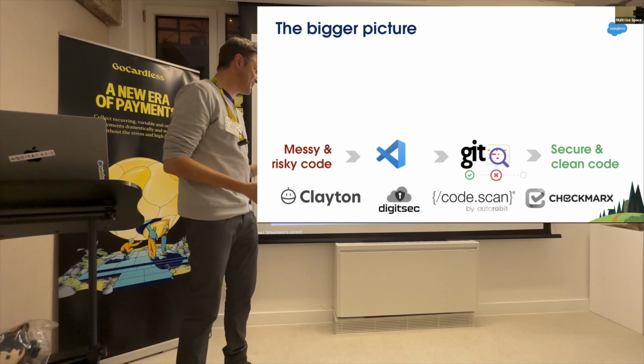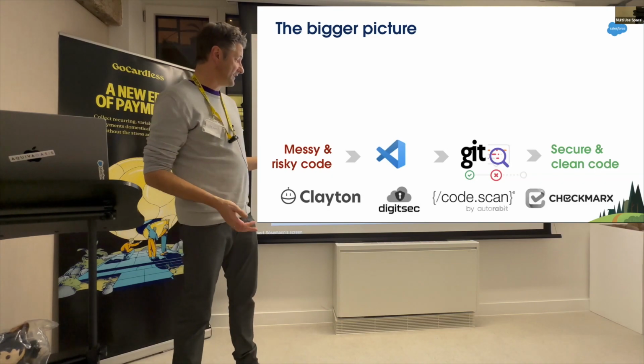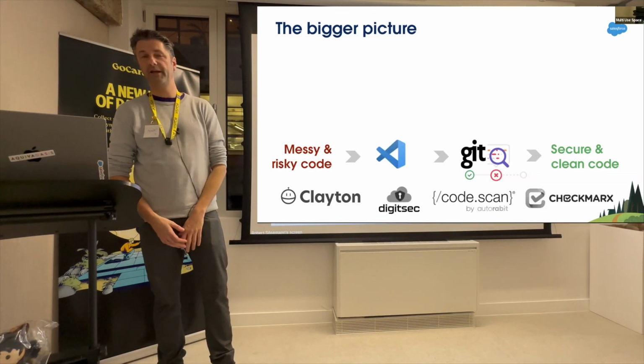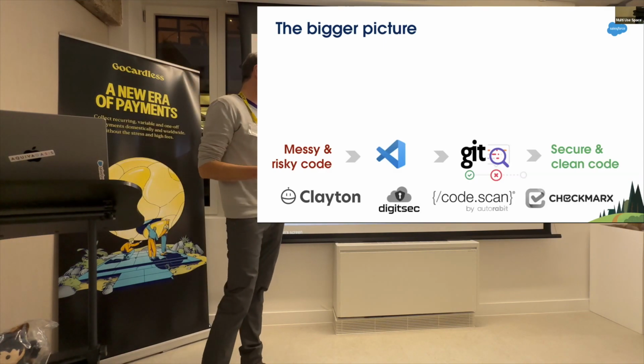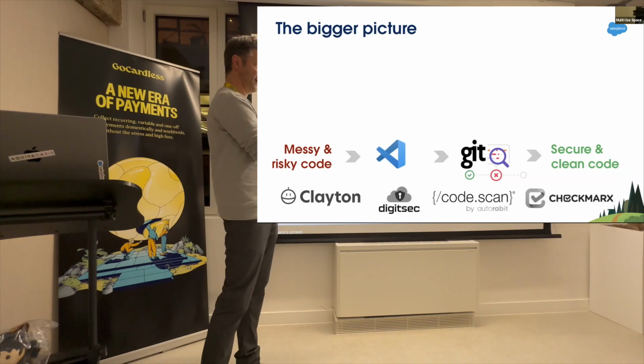That was a chance for commercial players, and companies like Clayton, DigitSec, CodeScan, which is now AutoRabbit, came around and made better UI, better rules to check code. So those players were also there.